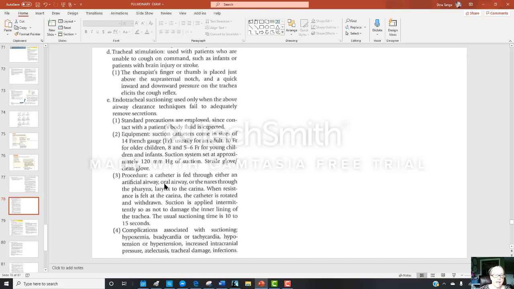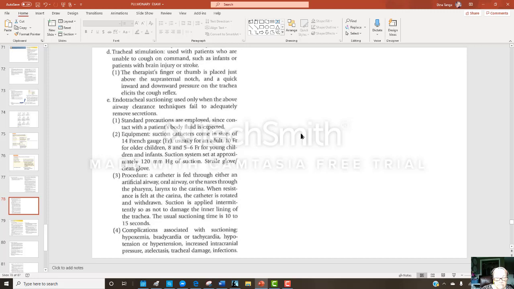Procedure: a catheter is fed through either an artificial airway, oral airway, or the nares through the pharynx, larynx, to the carina. When resistance is felt at the carina, the catheter is rotated and withdrawn. Suction is applied intermittently so as not to damage the inner lining of the trachea. The usual suctioning time is 10 to 15 seconds.